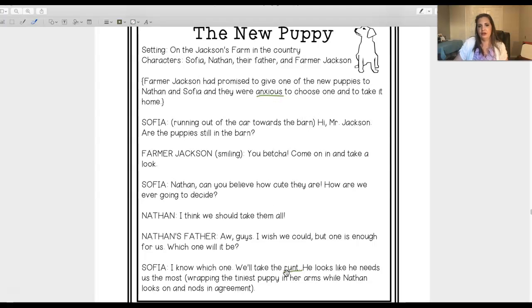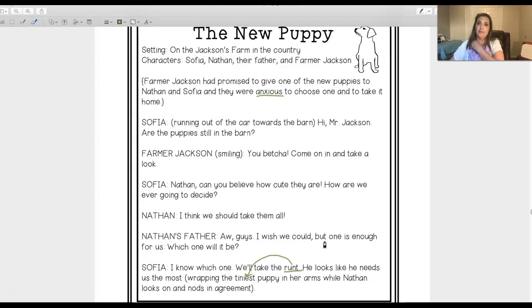And then down here it says we'll take the runt. What is a runt? If you keep looking beyond the word, it says he looks like he needs us the most, wrapping the tiniest puppy in her arms. So we know that a runt means it's the tiniest one. They often refer to the tiniest one of a litter. So if it was a litter of puppies, then they're talking about the tiniest puppy.